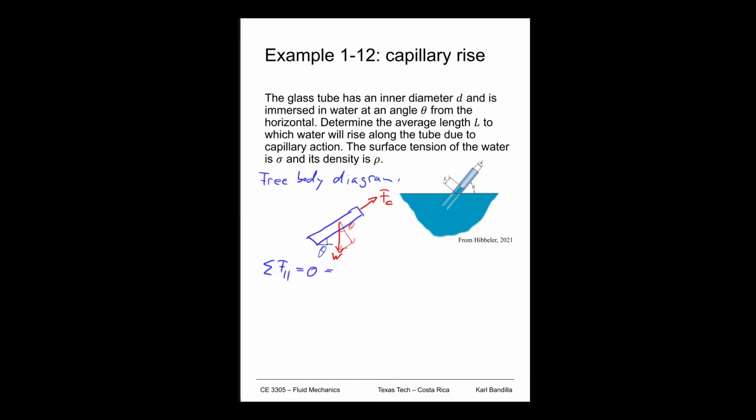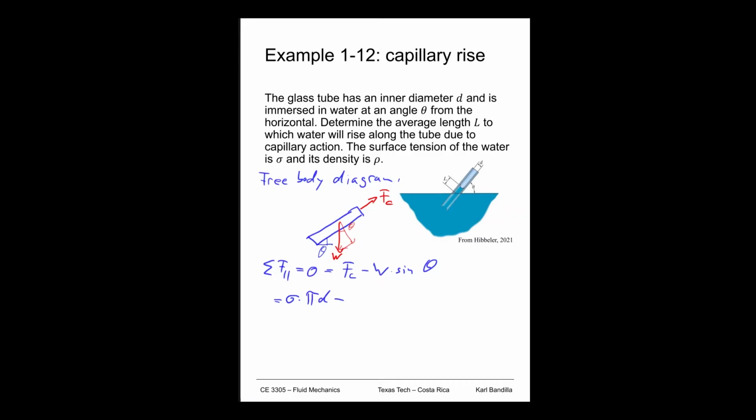So what do we have? We have FC, let's define that as positive. And then we have a component of the weight that is in the other direction, this component right here. The angle is there, so it's going to be times sine theta. Then we can plug in what we get for FC. That would be the surface tension times the circumference of the pipe, so sigma times pi times d, not the diameter, the circumference.